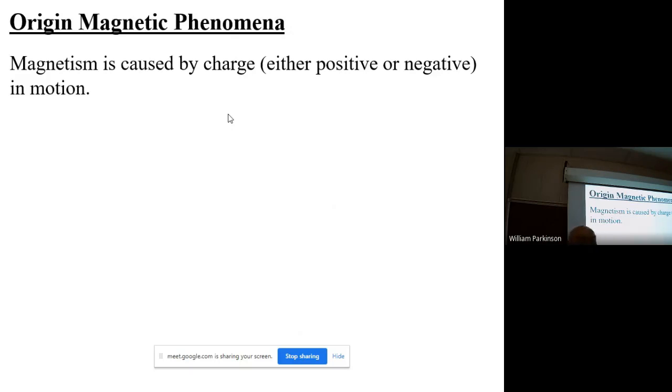I will say this as well. If you move plus in one direction, it will make a north pole. If you move plus in the opposite direction, it'll make a south pole. If you move negative in one direction, it'll make a north pole. If you move negative in the opposite direction, it'll make a south pole. So charge moving makes a pole.